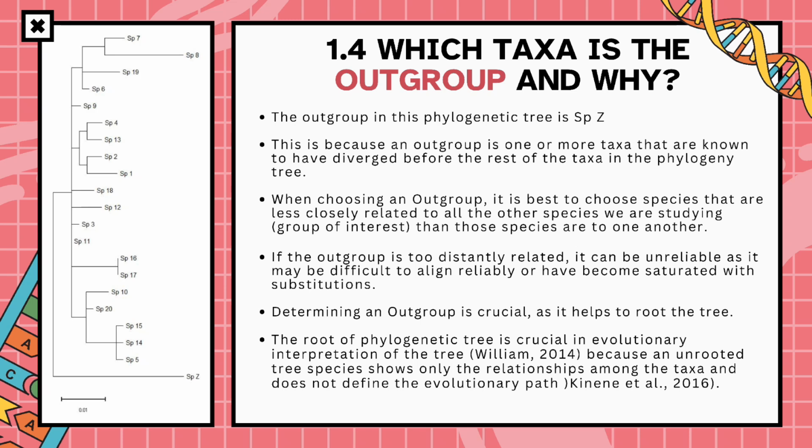Determining an outgroup is crucial as it helps to root the tree. The root of a phylogenetic tree is crucial in evolutionary interpretation of the tree because an unrooted tree shows only the relationships among the taxa and does not define the evolutionary path.